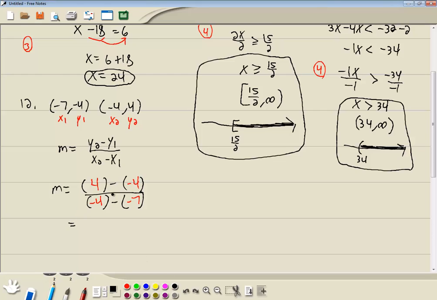Okay. Remember, a negative gives you a positive, so this becomes 4 plus 4. And down here, we got -4, and negative becomes positive, so we got -4 plus 7. 4 plus 4 is 8. -4 plus 7 is 3, so 8/3 is our answer.